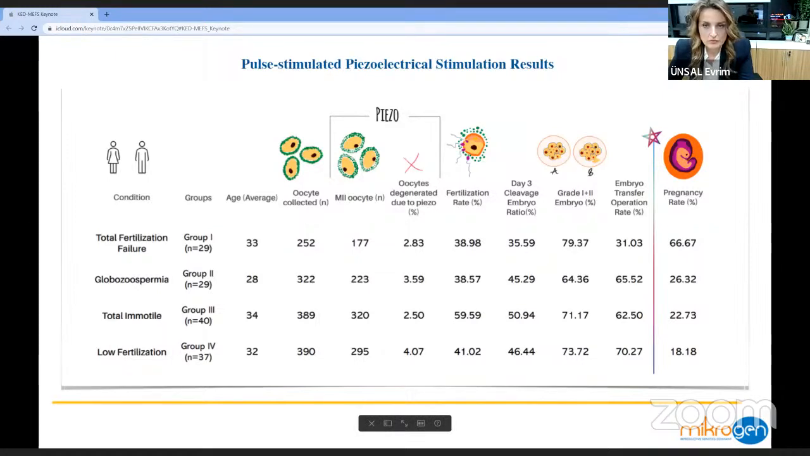As mentioned before, I will share our updated electrical activation data. The patients are divided into 4 groups: TFF group, globozoospermia, totally immotile, and low fertilization. Average maternal age was around 32 for all 4 groups. I will focus on each group's data independently in the following slides.